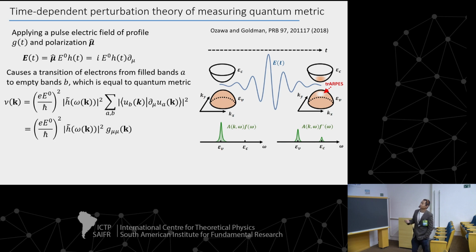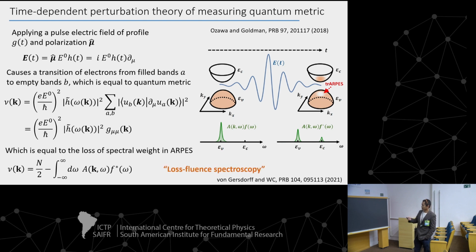Then the Fermi golden rule will tell you that the transition rate at a specific momentum as caused by this pulse is nothing but a Fourier transform of this pulse at this particular momentum that you're measuring, multiplied by this matrix element, which is the derivative between the filled band and empty bands, which turns out to be also equal to the quantum metric.